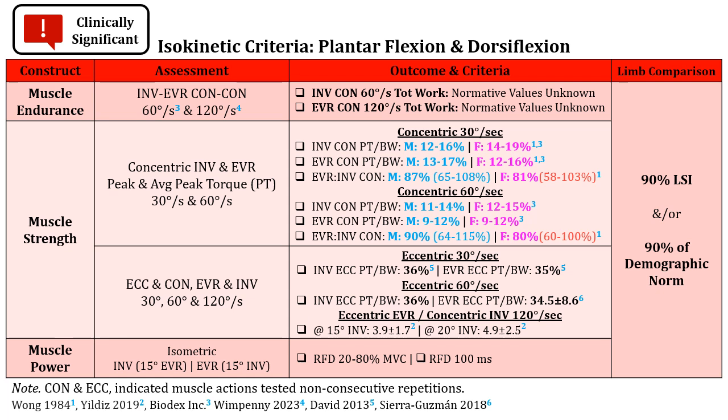When we're looking at muscle strength, looking at concentric inversion and eversion, and peak torque and average peak torque, you can see the values there depend upon the type of muscle contraction, be it concentric or eccentric, as well as gender and speed specific in regards to the force outcomes that you can otherwise expect. And for the most part, the eversion to inversion ratios are going to be within 90% to 100%.